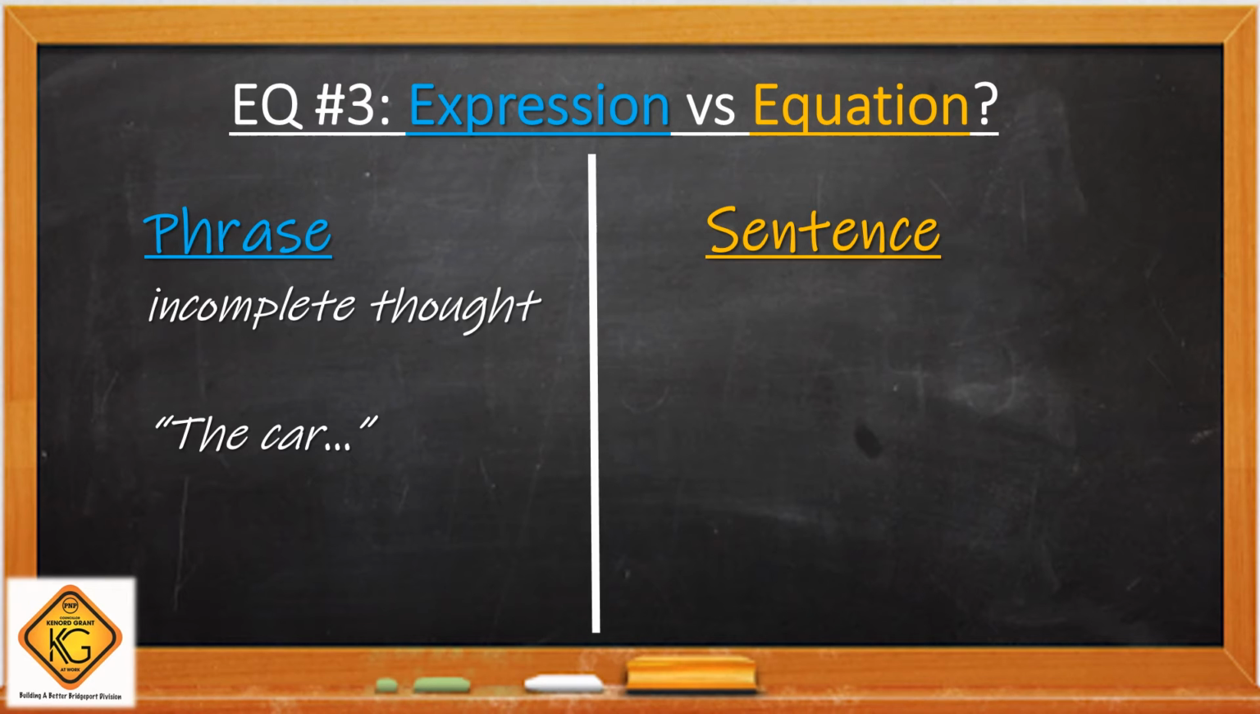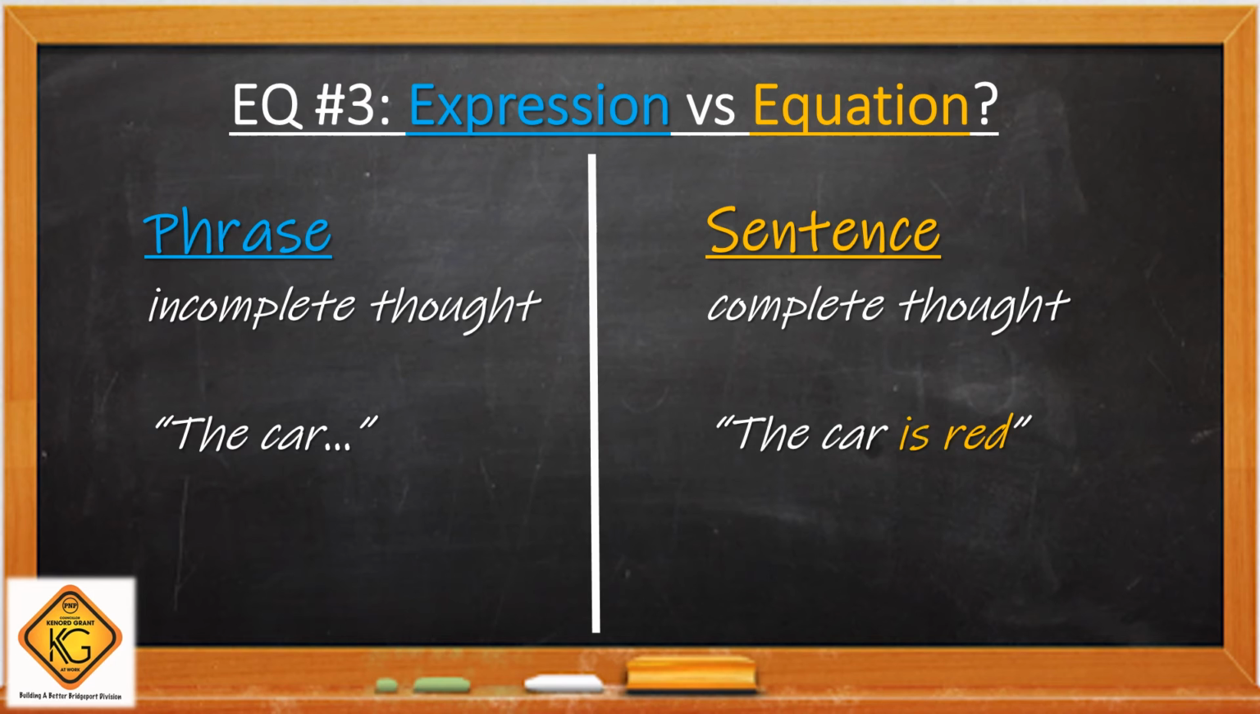But a sentence expresses a complete thought. Let's illustrate that by simply adding to our phrase, the car. A sentence would be something like, the car is red. Now, we can begin to think about how the car looks, because I've given a complete statement describing the car. Note, all I've really done is to add a verb and then another phrase to make it a complete idea.